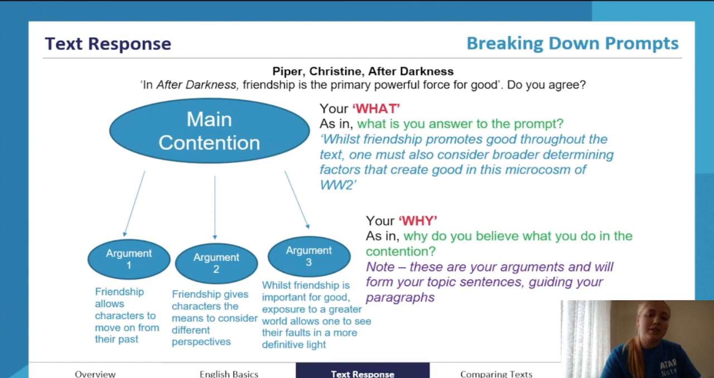So we see arguments that we crafted in response to this prompt. One is that friendship allows characters to move on from their past, and that's a way that it promotes good. So we see that specific idea being stated. One is that friendship gives characters the means to consider different perspectives. So another way in which it is beneficial. So we can see we mostly agreed with the prompt, and we only had one counter argument. And this is that exposure to a greater world is actually the thing that allows someone to see their faults in a more definitive light, thus proving to be more beneficial than friendship itself.